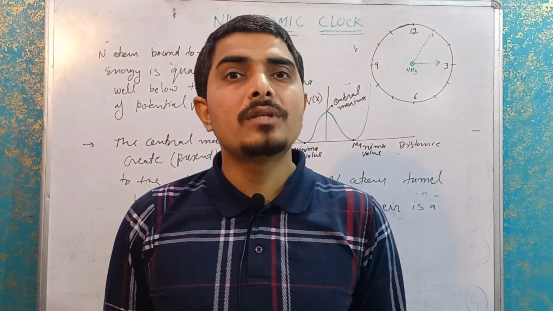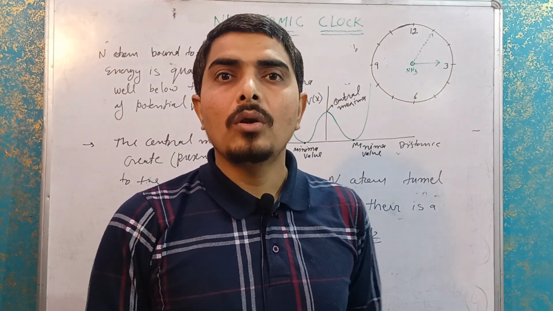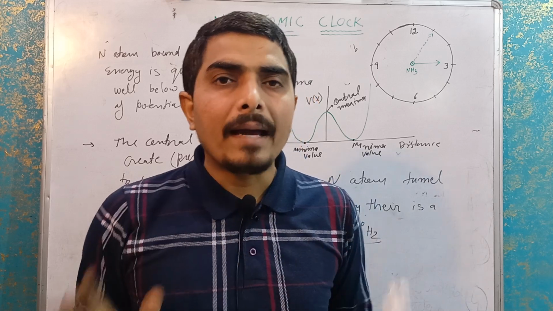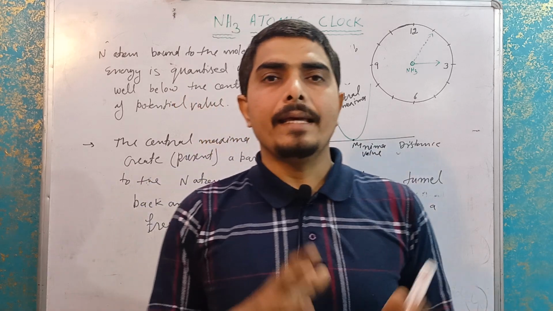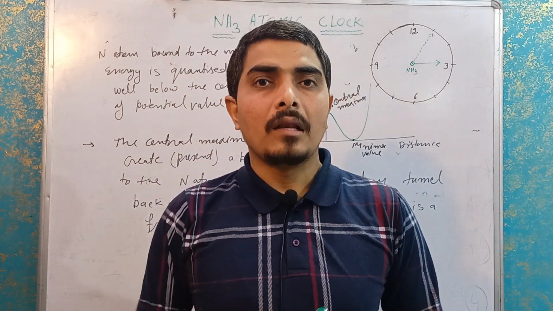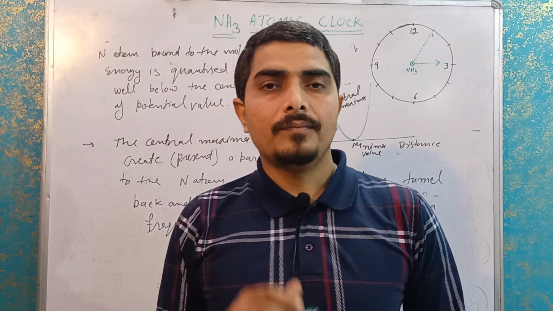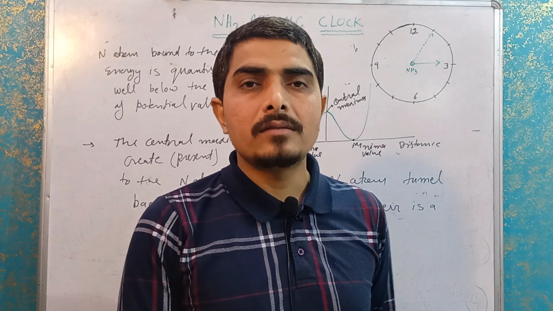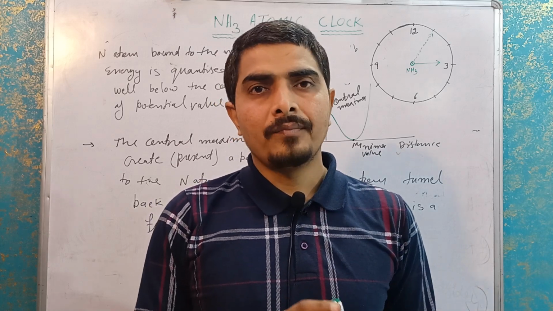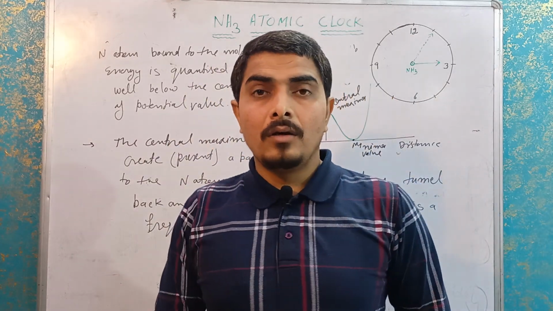So we use the NH3 atomic clock. As compared to other clocks, the NH3 atomic clock is more compact in shape, easily operated, operated at room temperature, and less costly. It is used in satellite research and telecommunication. So we use the NH3 atomic clock. Okay, thank you.